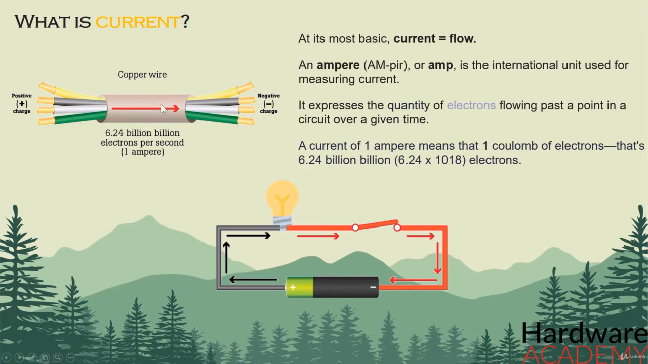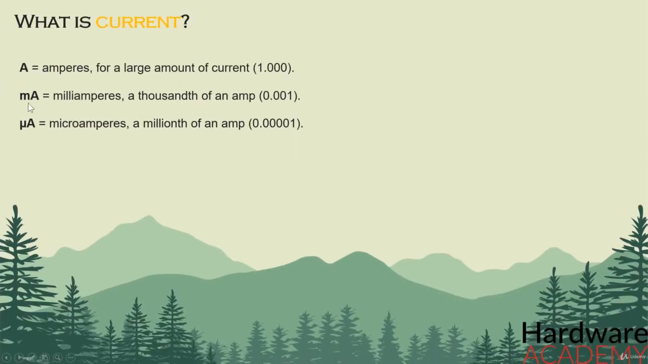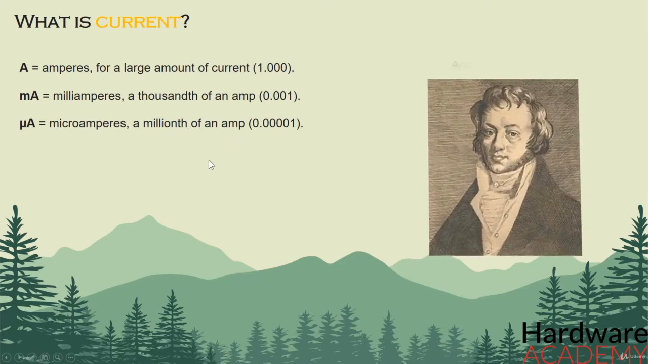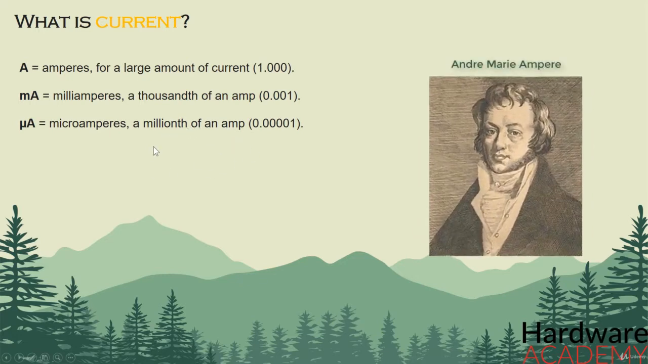So current can be expressed in amps, milliamps, where 1 milliamp is equal to 0.001 amps, and microamps, where 1 microamp is equal to 0.00001 amps. If you didn't know, ampere comes from the French mathematician called André-Marie Ampère, and I apologize in advance for my French pronunciation.